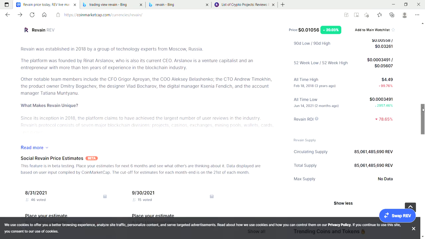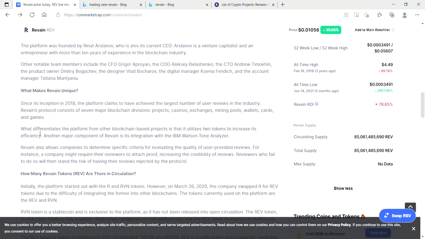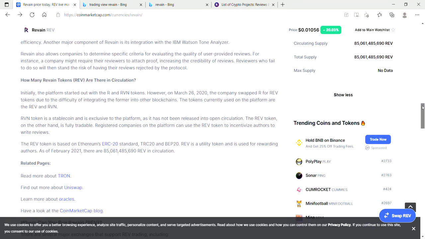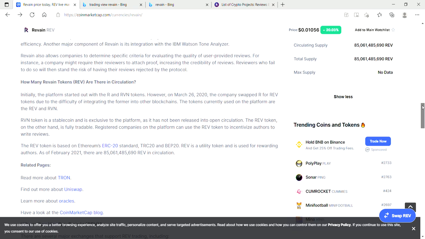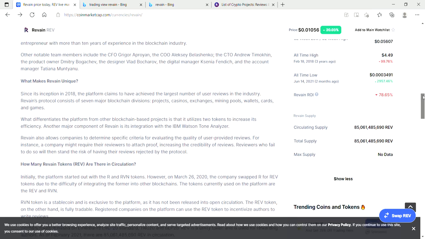So there's some more information here, guys, you can read on. It's on CoinMarketCap. It goes into a lot more detail. So yeah, that's pretty much Revain.